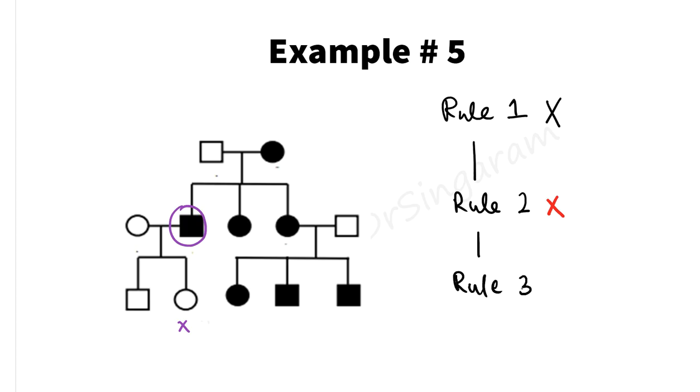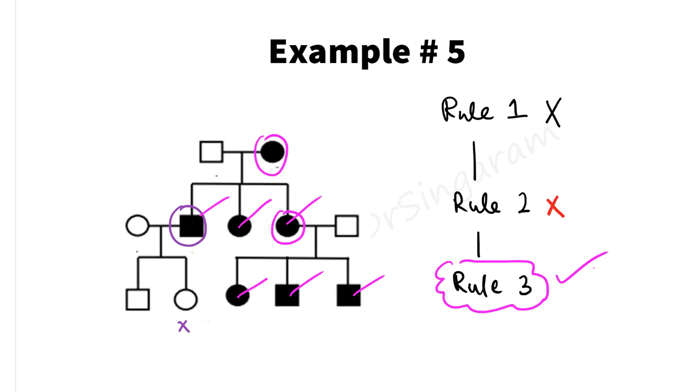What is the rule number 3? Rule number 3 is for mitochondrial inheritance, which states that from an affected mother, all children are affected. You can see here, here is an affected mother. All the 3 kids are affected. Here also affected mother, all the 3 kids are affected. So that means 100% the rule number 3 is applying. So what is the rule number 3 if it is applying? Yes, it is a case of mitochondrial inheritance. Very simple, and this pedigree is done.